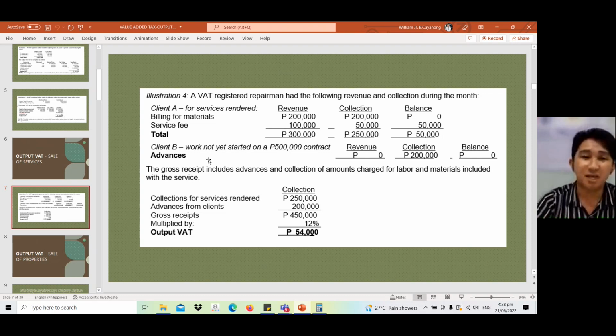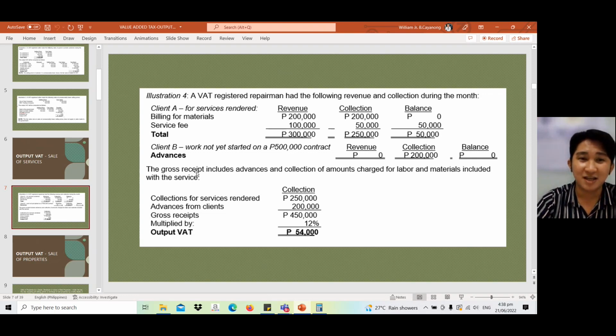How about for client B? Work not yet started. Hindi pa po nagsa-start, pero nakakuha na po tayo, nakakollect na po tayo ng 500,000 pesos on the contract. So, dito, wala po tayong revenue kasi nga accrual basis po tayo, right? So, magre-recognize lang po tayo ng revenue when the service is conducted or provided. Pero nakakolekta na po tayo. Okay? So, wala po muna tayong balance dyan.